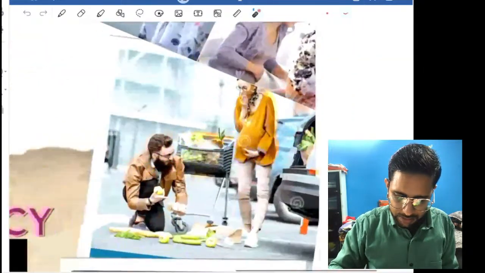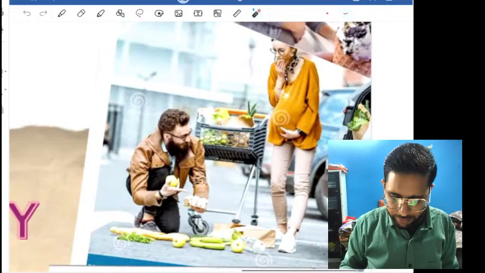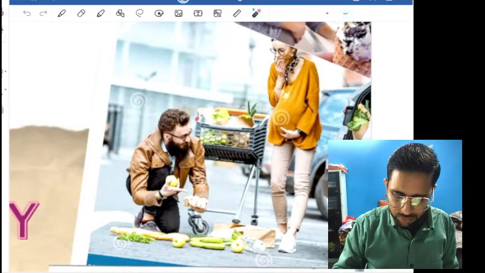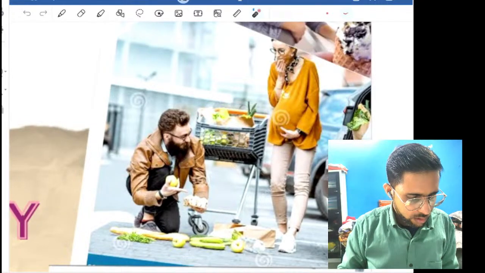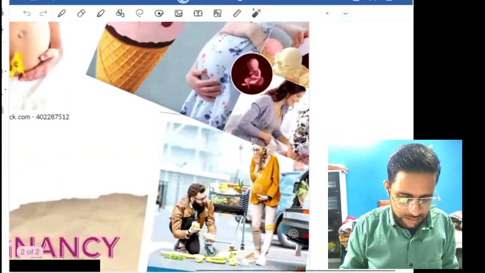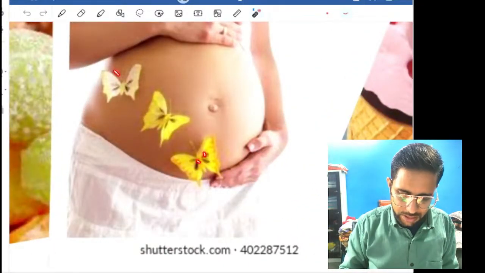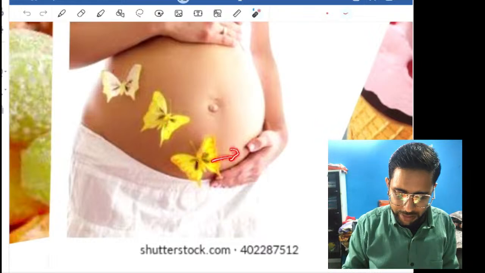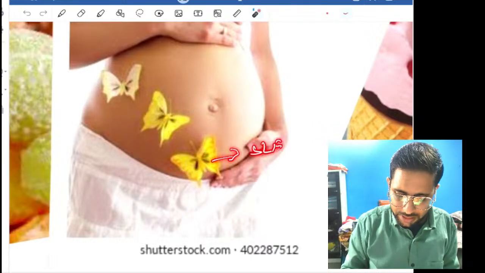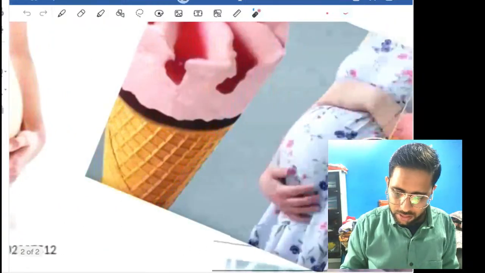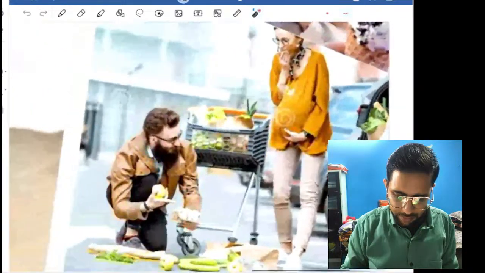Yes, see this picture, what is happening here? Somebody is helping the pregnant woman. Sir, can you repeat SLE? Yes, SLE. As you see a butterfly in pregnancy, butterfly increases. Butterfly indicates butterfly rash, which is SLE. So SLE flares up in pregnancy. Yes. So next one, see this picture and tell me what is happening here.